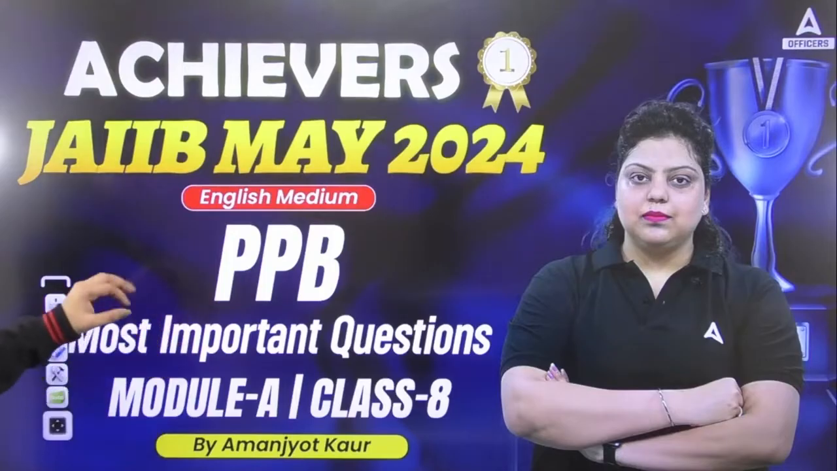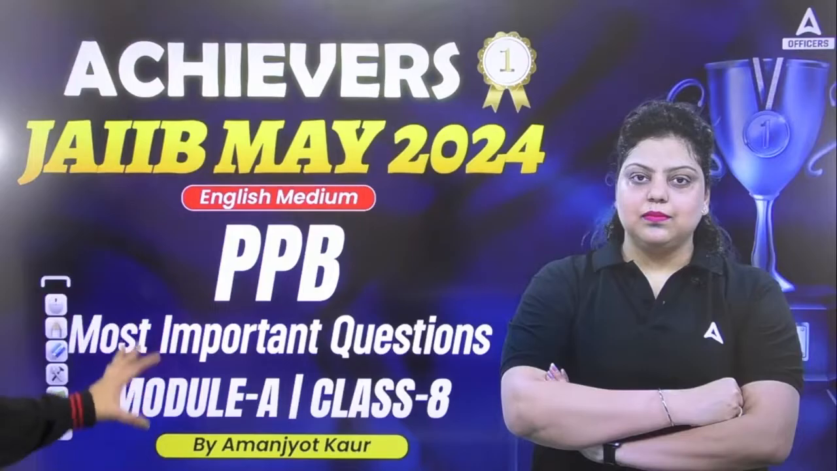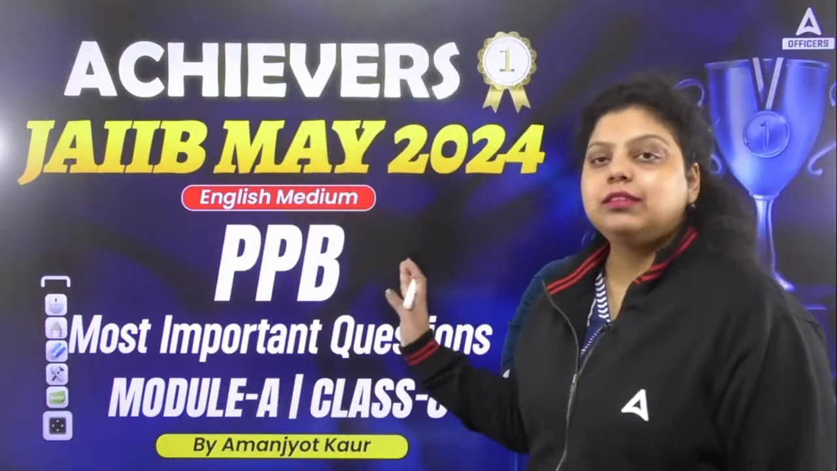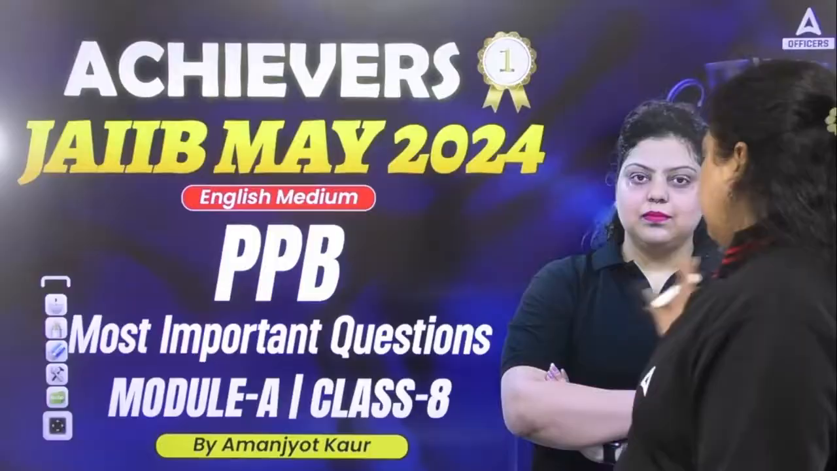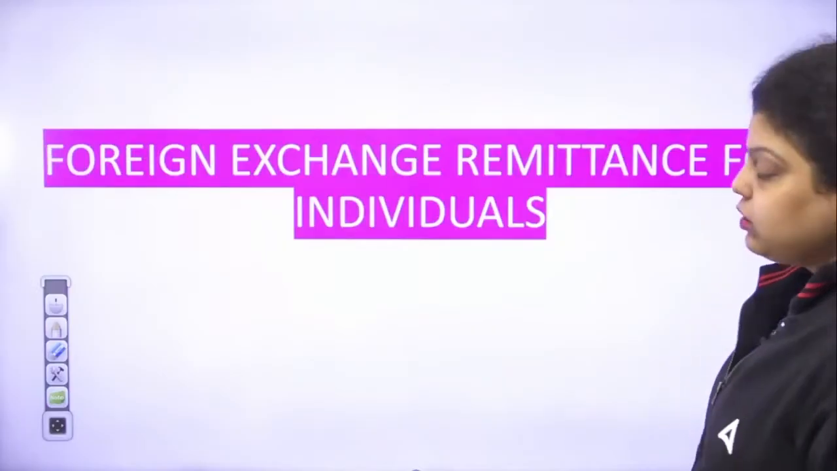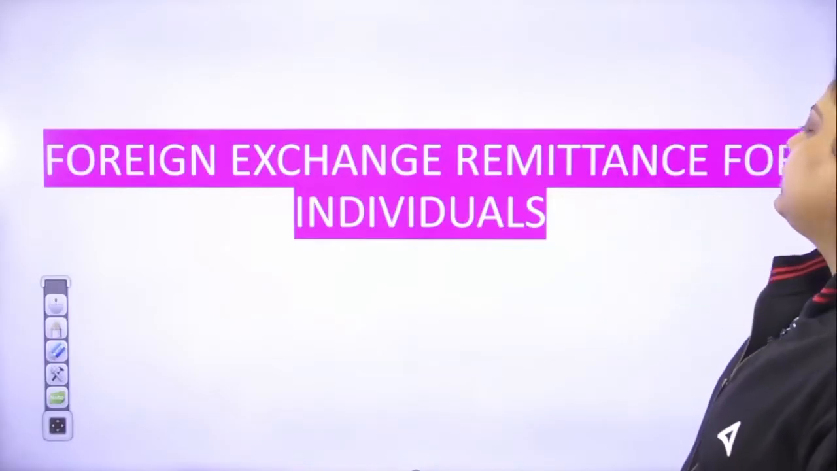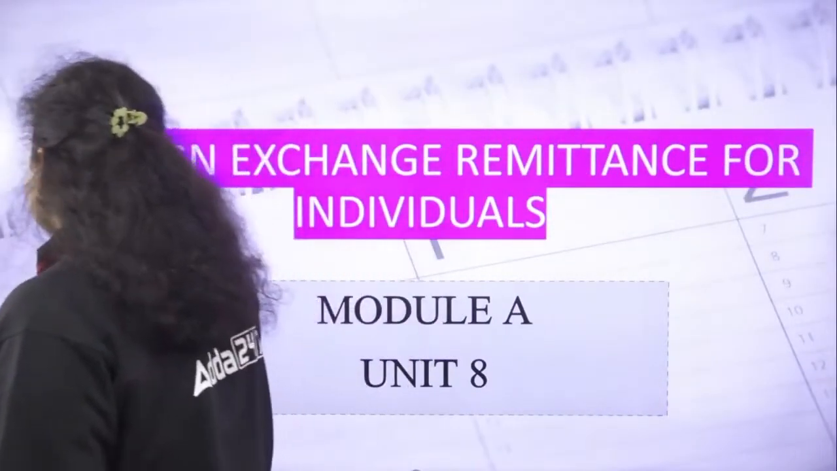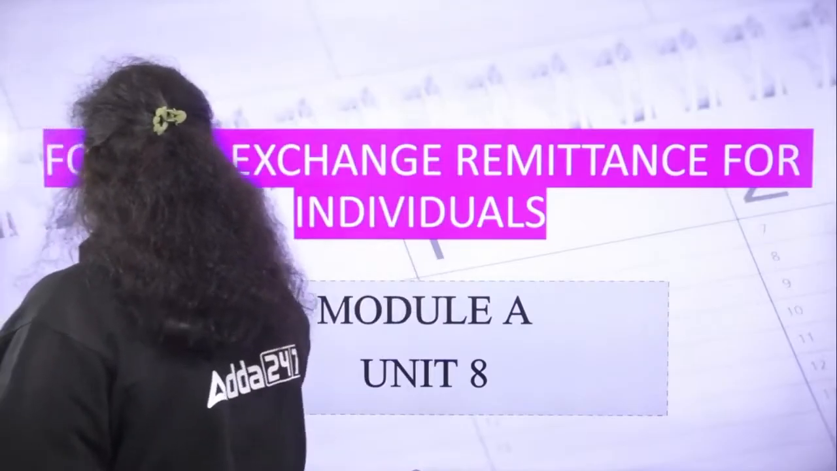Now, the Achiever series started from 4th of December. If you haven't seen the earlier 7 classes, do make sure you check the playlist. You will find all the class recordings there. Clear? Now let's move. The topic in unit number 8 of your syllabus is foreign exchange remittance for individuals. So what is this particular topic? Let's understand the topic and then we will move towards the questions.